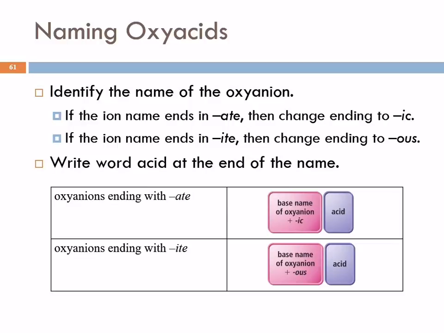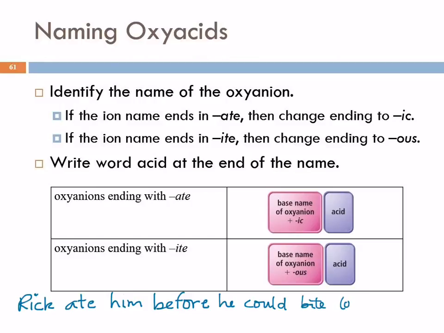So here's a silly sentence that can help you remember that. I've heard others, but this one works for me. Rick ate him before he could bite us. How's that for being silly? It says nothing about what species of thing him is. You know, maybe it's a cow or a cougar or something, I don't know. Hopefully not another human being. Rick ate him before he could bite us. So how does that help? Bite us.